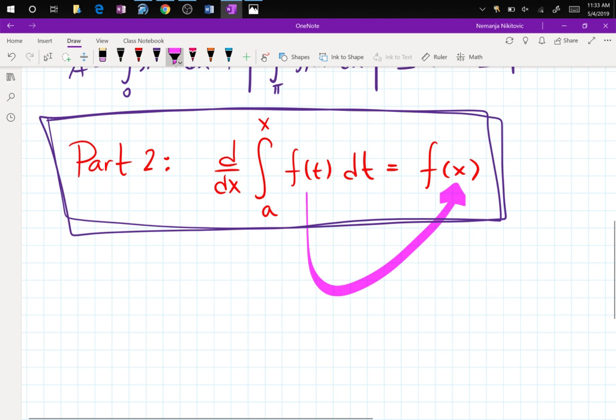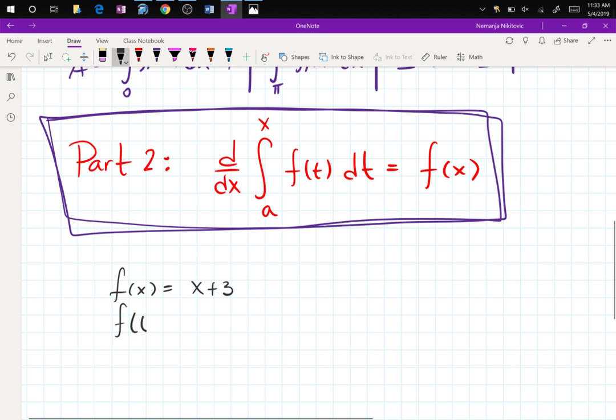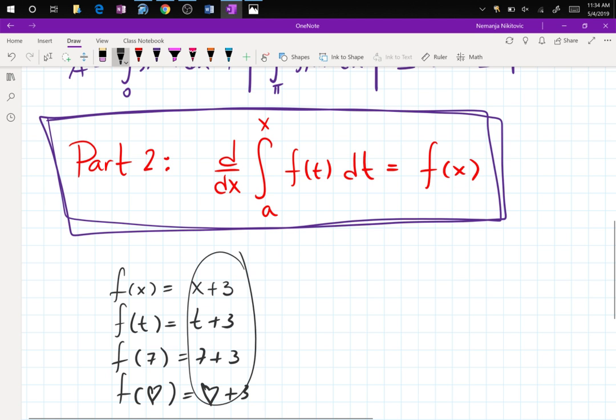Right? Because lowercase f is the lowercase f. If I have that f of x is equal to x plus 3, then f of t is t plus 3. Then f of 7 is 7 plus 3. The f of a heart is a heart plus 3. So whatever goes into that, right, you don't get to change the shape of the equation. It is something plus 3.